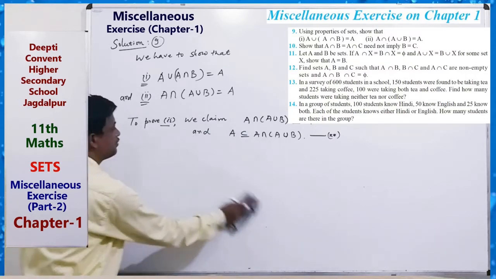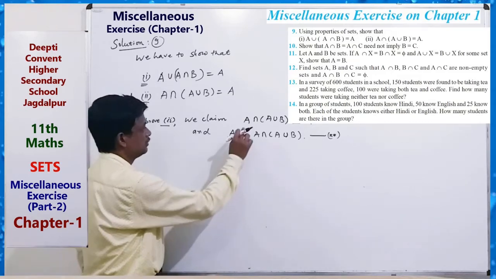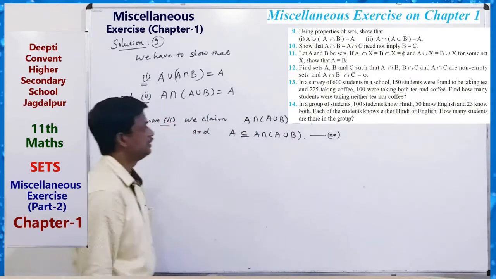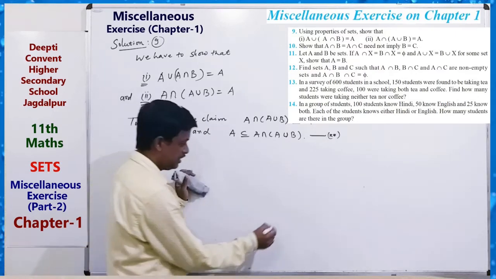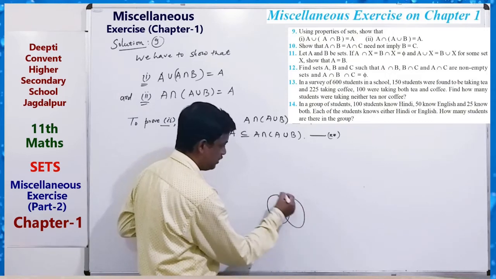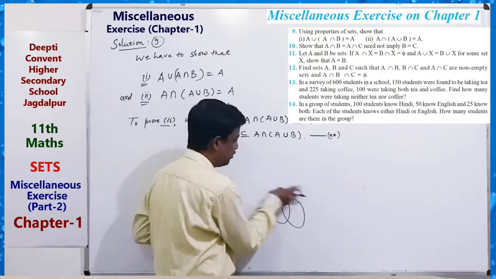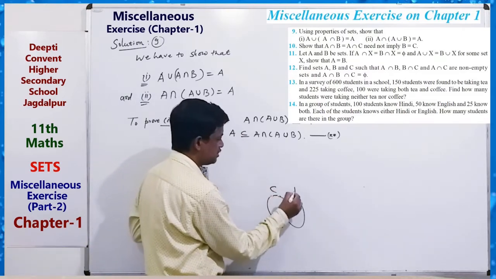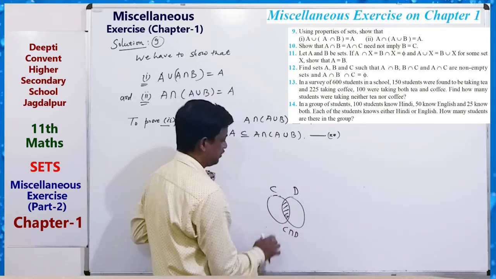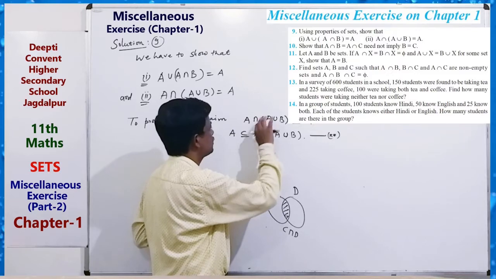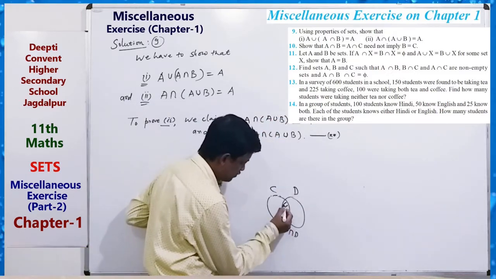How can you do it? First part, A intersection (A union B) is a subset of A. We know here A, here B. Suppose there are two sets, C and D, for consideration. So this is D. This is C intersection D, A intersection some other set. Here C intersection D, this part.